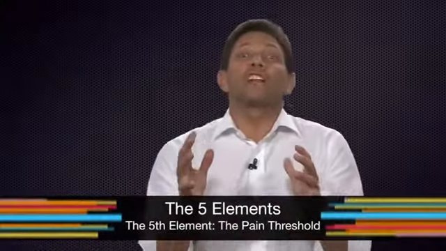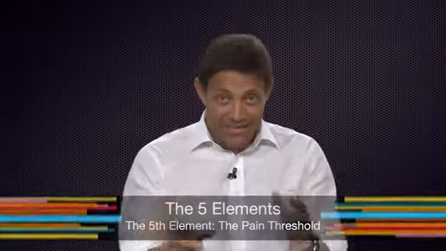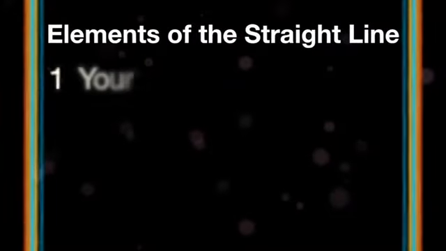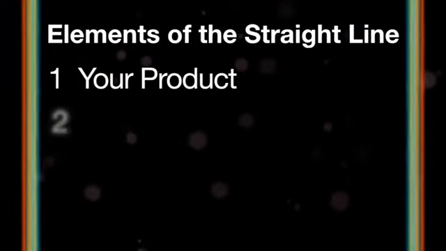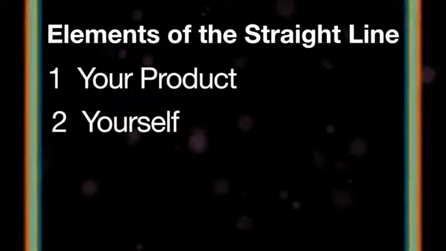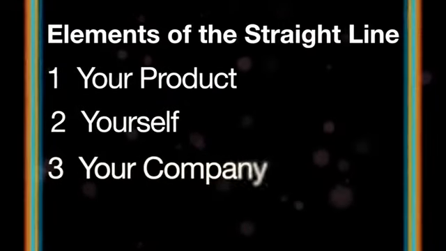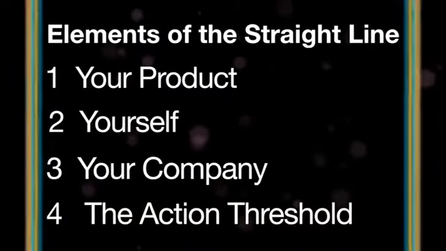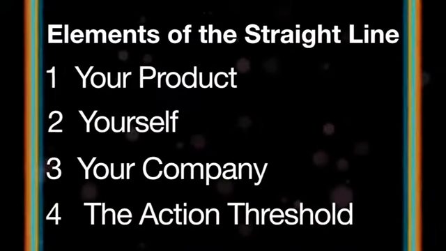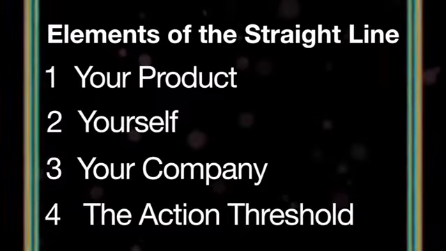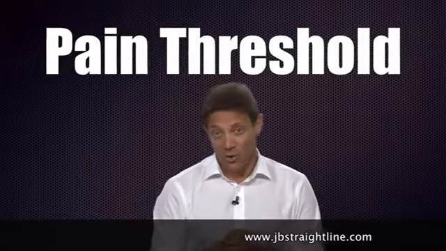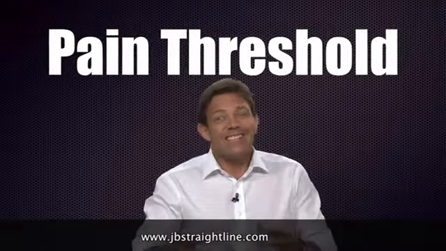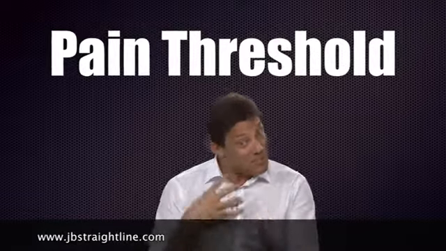What the straight line represents is basically this. Number one, you have the product. That's your first 10. Two, there's you. You're the second 10. Three is your company, which is your third 10. Fourth is your action threshold, right? Lowering a person's action threshold. And then lastly, you have that fifth core element, that key of the straight line, and it's called the pain threshold. And pain is essentially the invisible force that makes people take action.